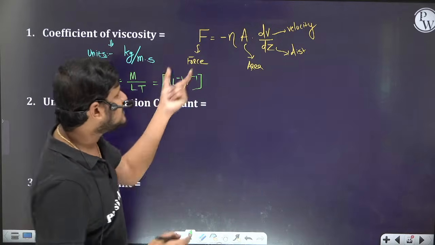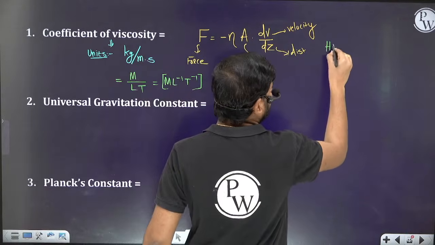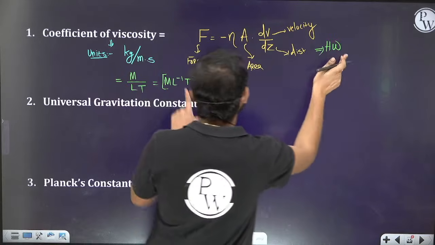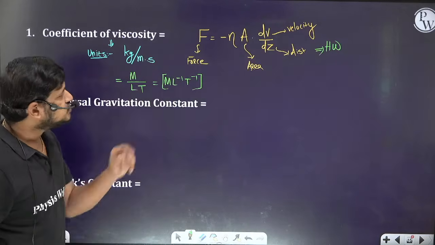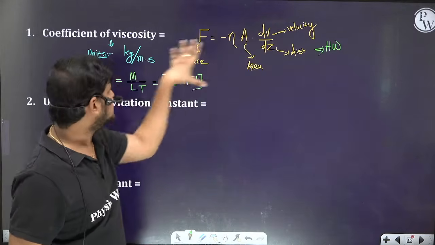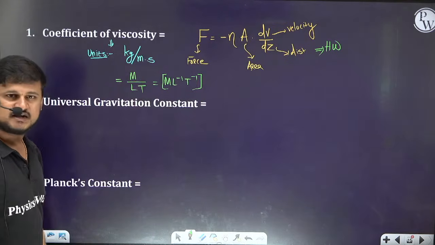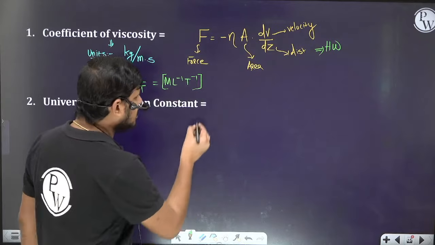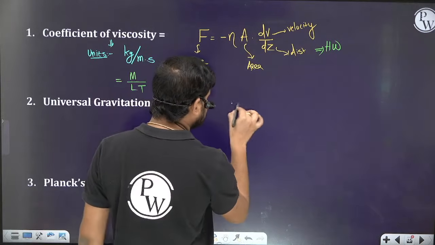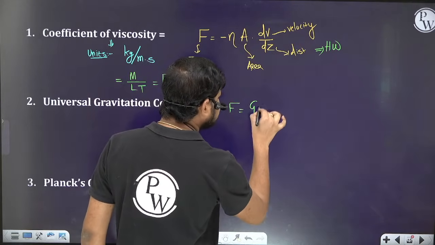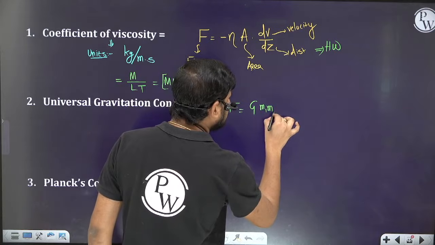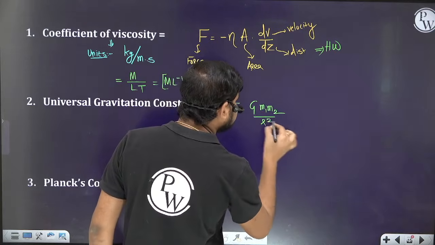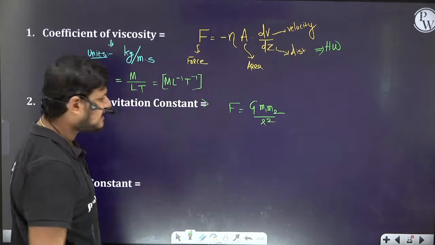So you do by this method. Take this as homework. By the formula method, you should get the same. So instead of remembering this formula, you can just remember the units. Done? So the universal gravitational constant, this you already learned in grade 9. F is equal to G m1 m2 by r square, where G is the universal gravitational constant.